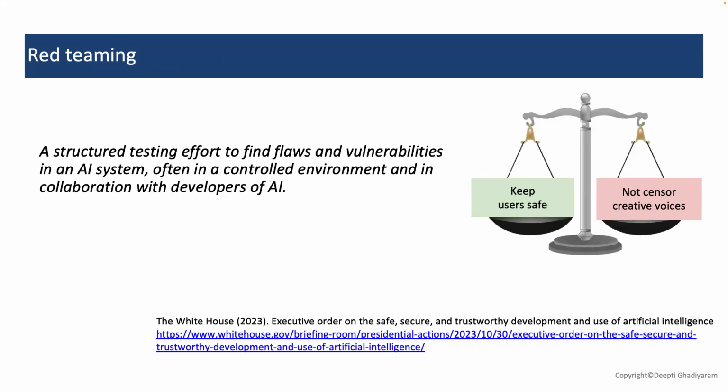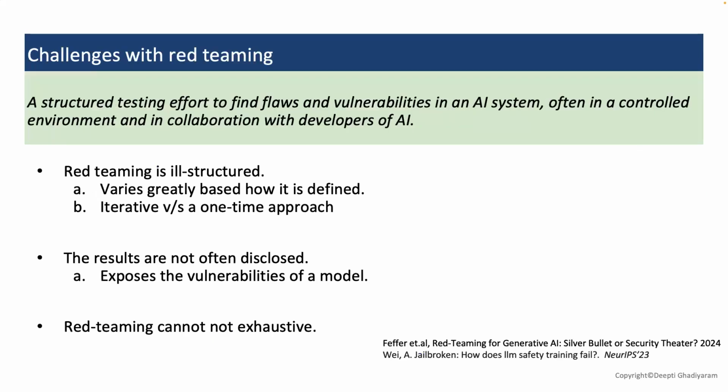Again, as mentioned earlier, given how tricky it is to get the balance right between safety and censorship, red teaming is something that's being more widely adopted by model developers. Red teaming is a structured testing effort, which is typically driven by the developers of the model. The goal here is to adopt adversarial methods and try to break your own model. This sounds great on paper, something that everyone does, but it also has a couple of issues just because it's in the very early phases. There isn't a unified approach that has been accepted and is being adopted.